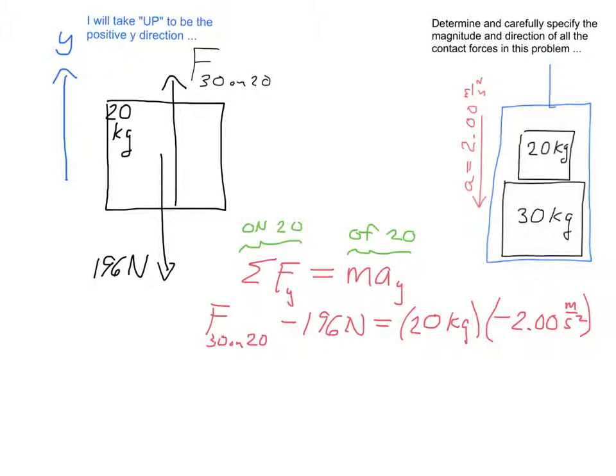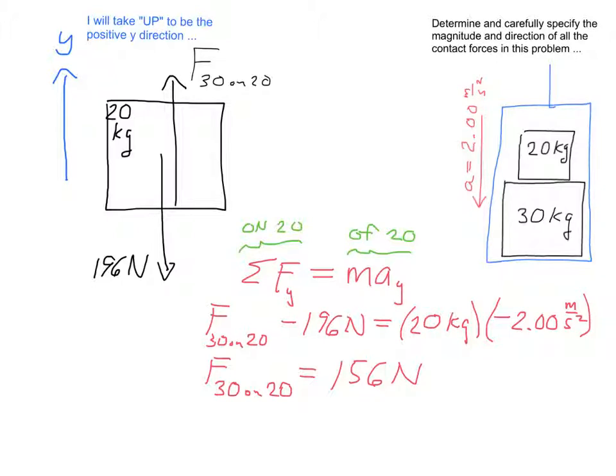The mass of this object is 20 kilograms, and the acceleration has an amount 2.00 meters per second squared, but it's downward, so that's in the negative y direction. Very important to have that minus sign. So we can solve for F30 on 20. So we get that the magnitude of the force that the 30 kilogram block exerts on the 20 kilogram block is 156 newtons.